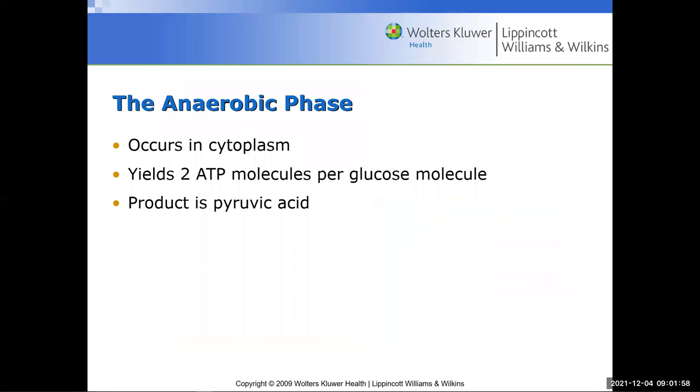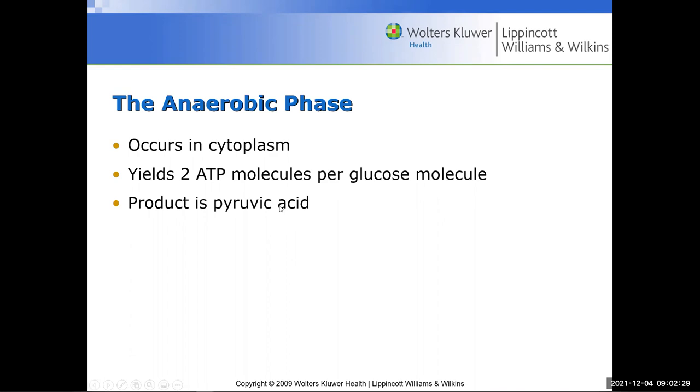Let's have a look in a little more detail. The anaerobic phase occurs in the cytoplasm, and it yields the end product of breaking down glucose. It's broken down in a series of reactions: glucose to glucose 6-phosphate, to fructose 1,6-diphosphate, glyceraldehyde 3-phosphate, and ultimately going down to pyruvate, via 1,3-diphosphoglyceric acid and 3-phosphoglyceric acid, and then to pyruvate.